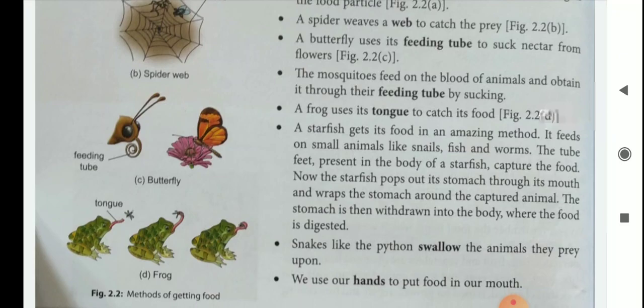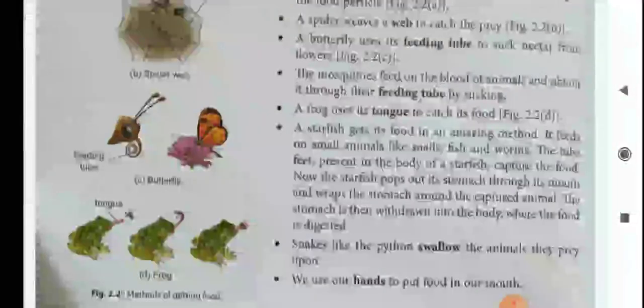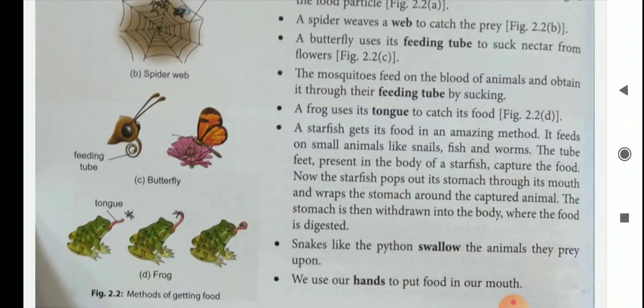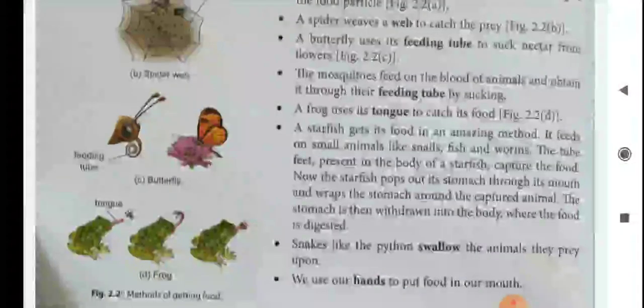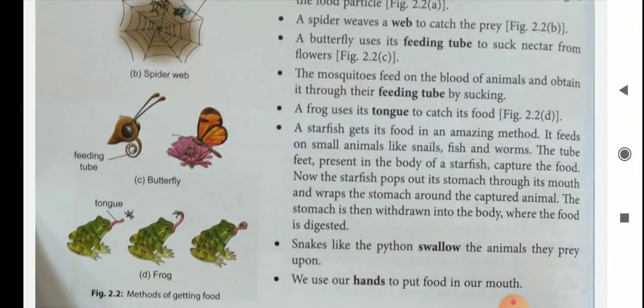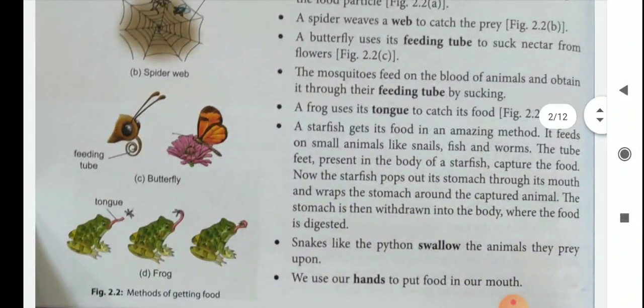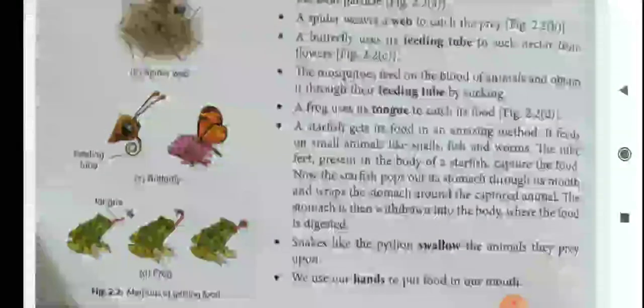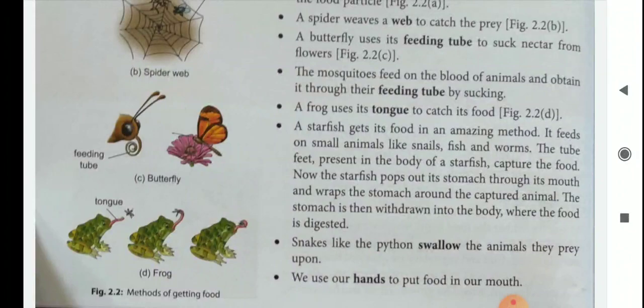A starfish gets its food in an amazing method. It feeds on small animals like snails, fish and worms. The tube feet present in the body of a starfish capture the food. Now the starfish pops out its stomach through its mouth. Children, pops out means comes out suddenly or forcefully. So the starfish forcefully brings its stomach out from its mouth and wraps the stomach around the captured animal. Wraps means, children, covers. The stomach is then withdrawn into the body, withdrawn means taken inward, where the food is digested.